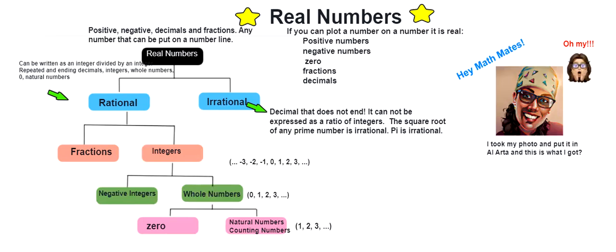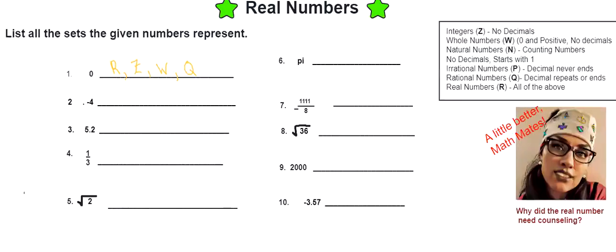All right, let's go on. All right, number 2. Page 2, I should say. The first one I already have done for you. So 0. 0 is a real number.